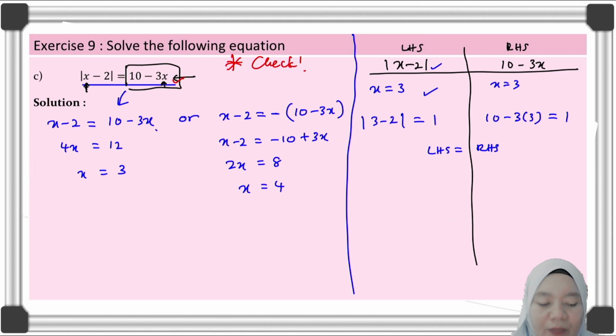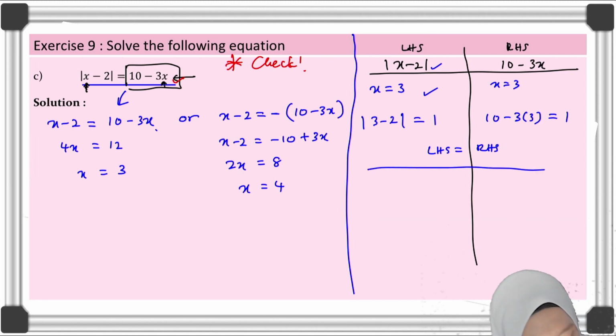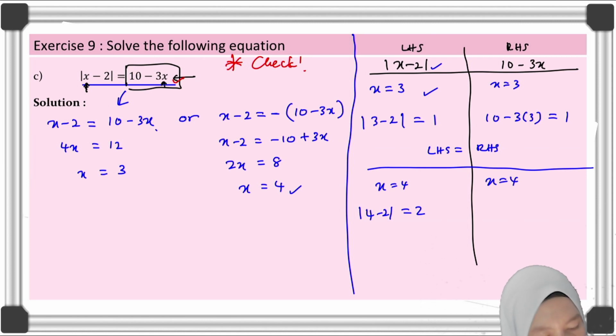So, dia adalah jawapannya. Right, so now saya ganti pula nilai x yang kedua, iaitu x equals to 4. So, saya gantikan absolute value of 4 minus 2 is equals to 2. And ini juga saya ganti x equals to 4.